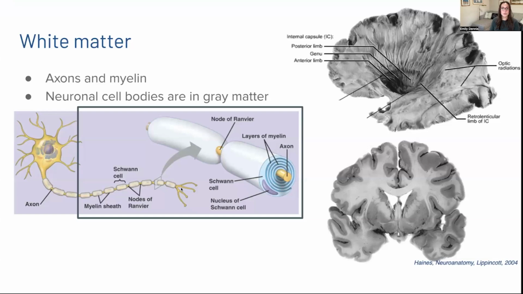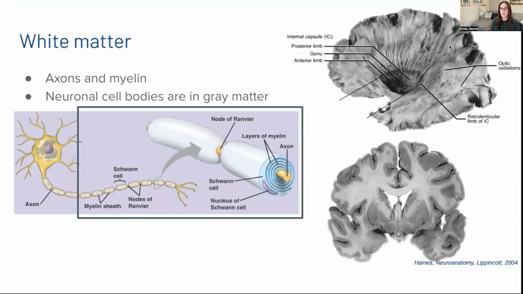This primarily concerns axons and myelin. The neuronal cell bodies are mostly in the gray matter. So recall that around the axons, we have these Schwann cells in the central nervous system that are cells that surround the axon and make up the myelin, the fatty insulating layer that helps axons transmit their signals.